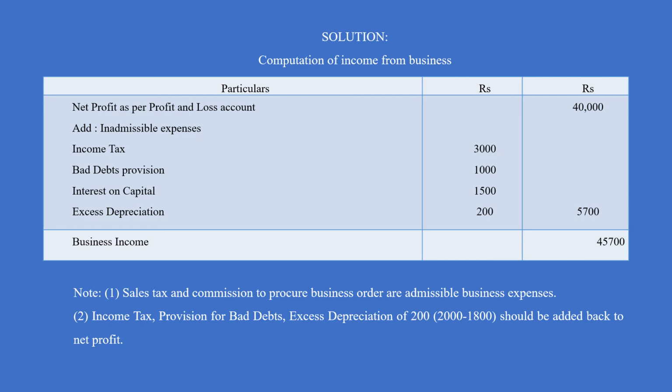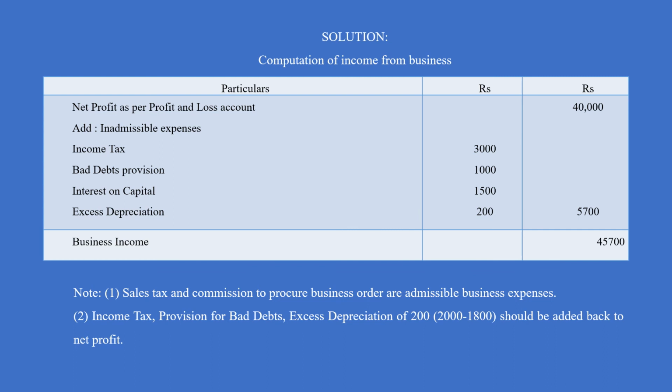Bad debts provision. You're just setting aside a provision. It's nothing related to the workings of the business. So that can be taken as inadmissible expense, 1,000. Interest on capital. Again, interest on capital is also considered an inadmissible expense. You take that as 1,500.